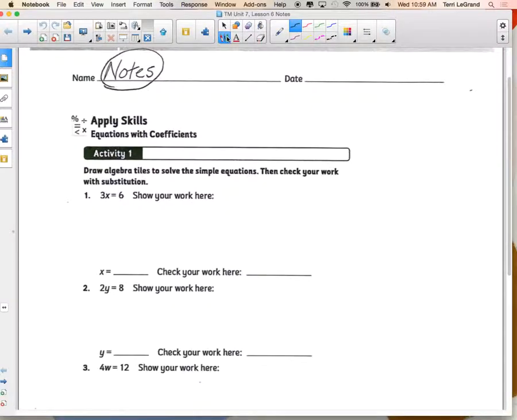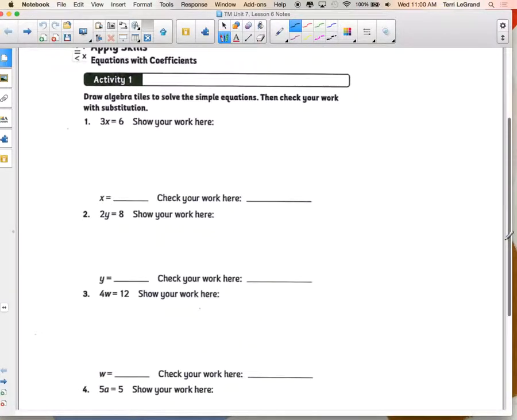Okay, so we're going to actually now go about solving these without having the actual algebra tiles, and you don't have to worry about drawing them exactly so pretty. We're going to make sure though that we draw algebra tiles to show solving these, just like we were just doing. So it says, draw algebra tiles to solve the simple equations, then check your work with substitution. And we were doing that also.